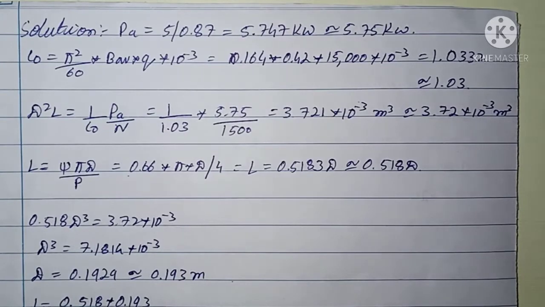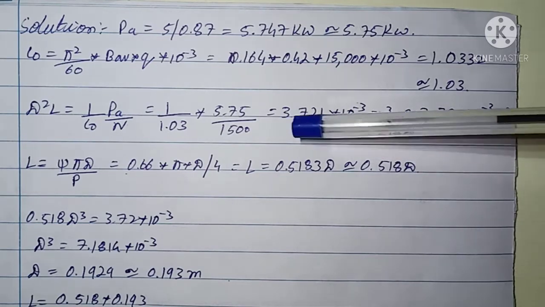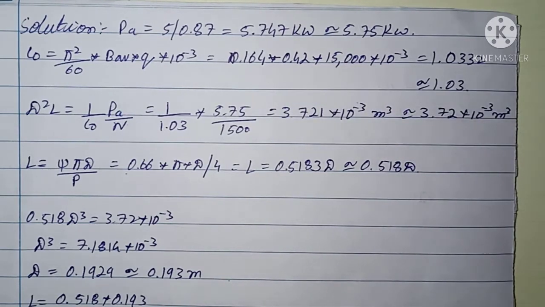So, solution: PA is 5 by 0.87, that is the efficiency, so we have 5.747 kilowatt. That is the PA. Then C naught, that is the output coefficient, is pi square by 60 into BAV into Q, specific magnetic loading into specific electric loading, which are given as 0.42 and 15,000. So we get an approximate value of 1.03.